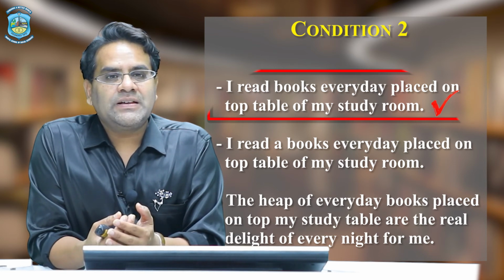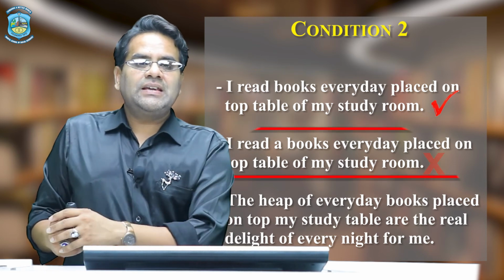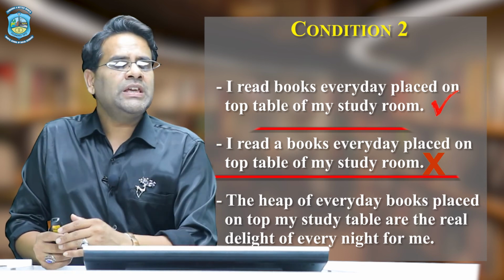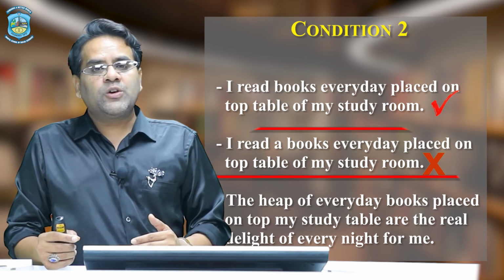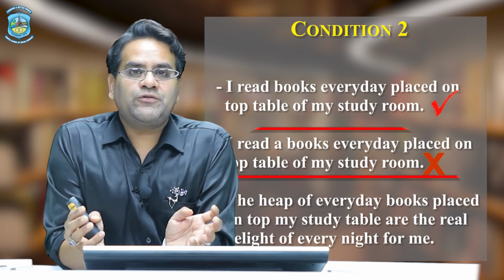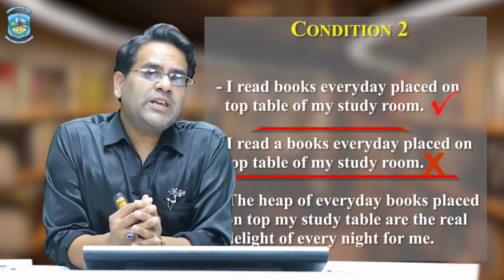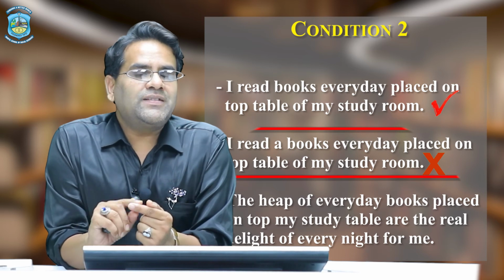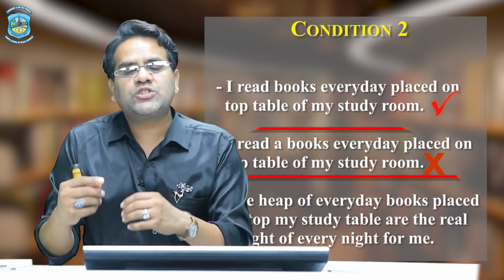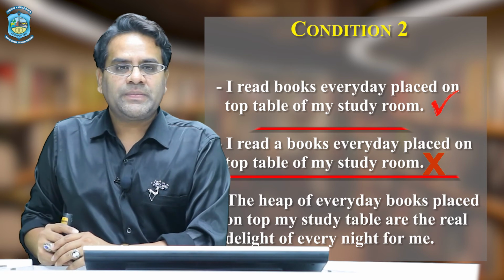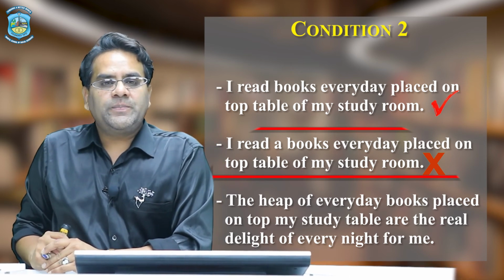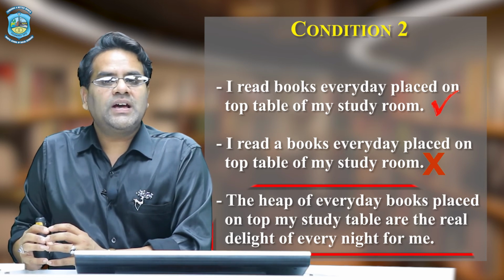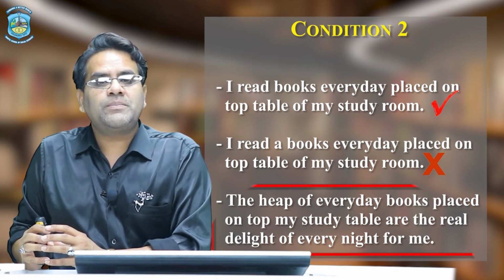Both were incorrect. But when I take "I read our books every day, placed on top table," it's going to be totally wrong, because books are in collective form. I'm not talking about a singular book. Had it been a singular book, that means the omission of "s", then I could have attached the article "a", otherwise not. And the last situation: "The heap of everyday books placed on top my study table are the real delight of every night for me."